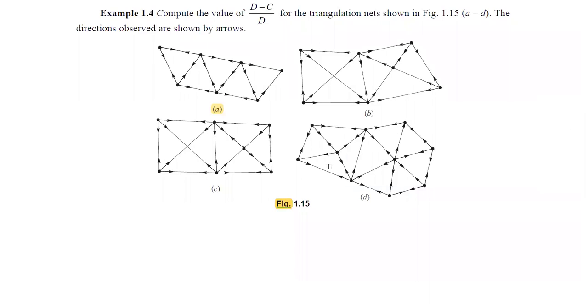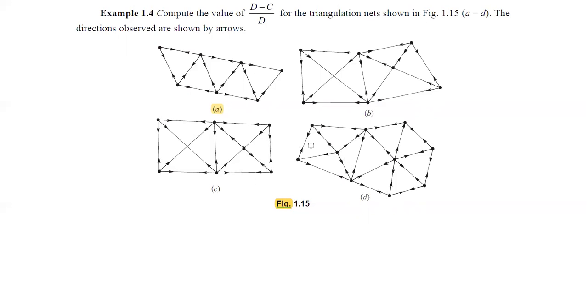In this figure, you can see this station has been occupied, these two, this also, here also, here also, and here also. So all stations have been occupied. How many stations are there? You can count 1, 2, 3, 4, 5, 6, 7, 8, 9, 10. So there are 10 stations, and each of them has been occupied.